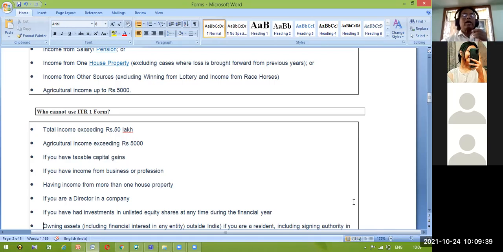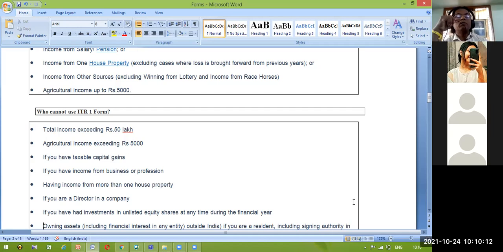And next, having income from more than one house property. If you are having income from only one house property, you can use ITR 1. If you are having income from more than one house property, don't fill up ITR 1 for e-filing of income tax. You cannot. I'm repeating these things, which I've shown in the earlier video also, and now I'm telling you in a bit more detail. So if anybody is having income from more than one house property, that person cannot use ITR 1.